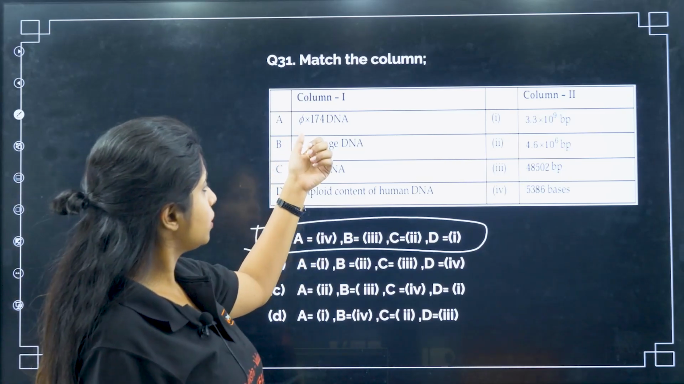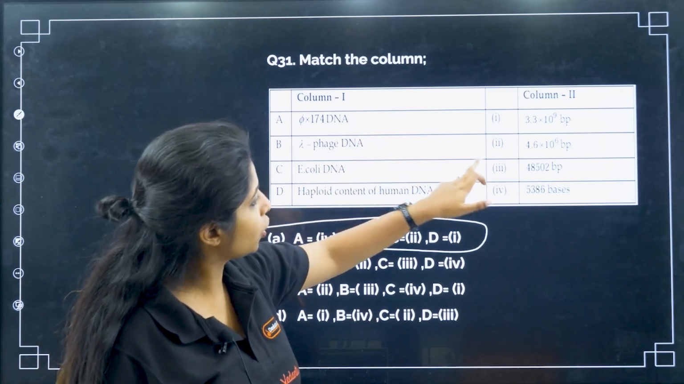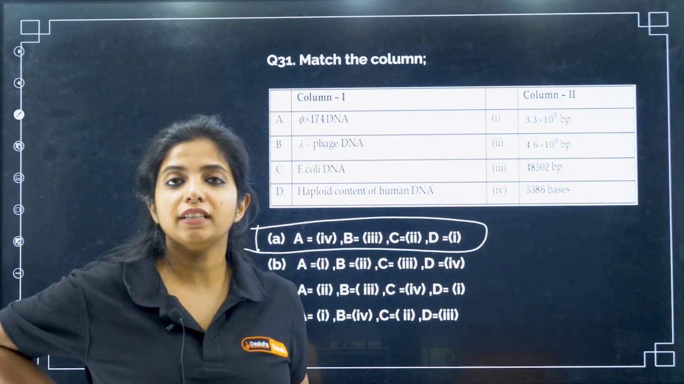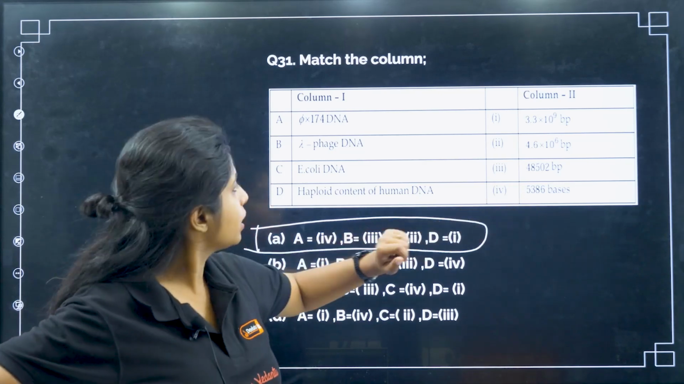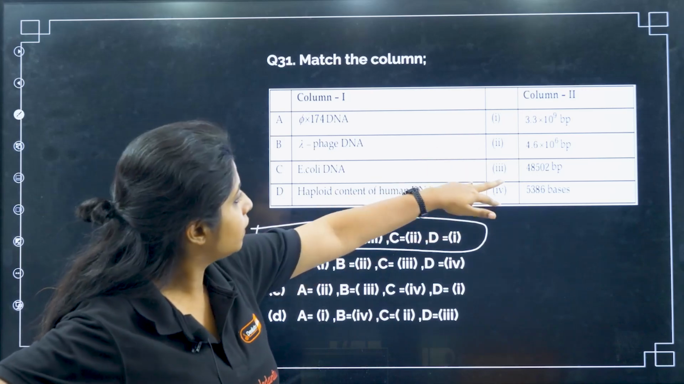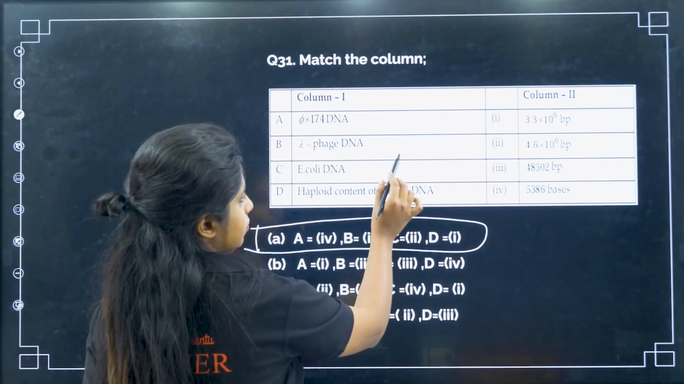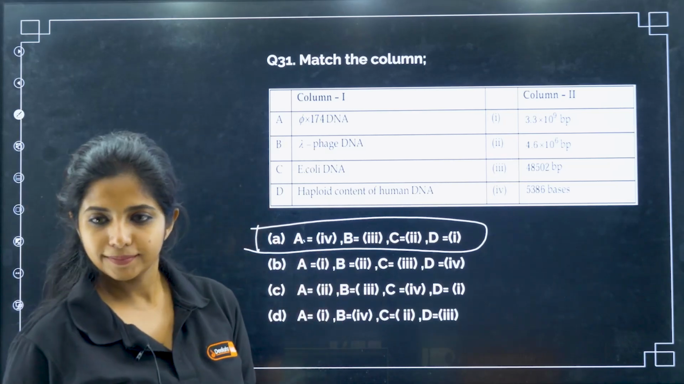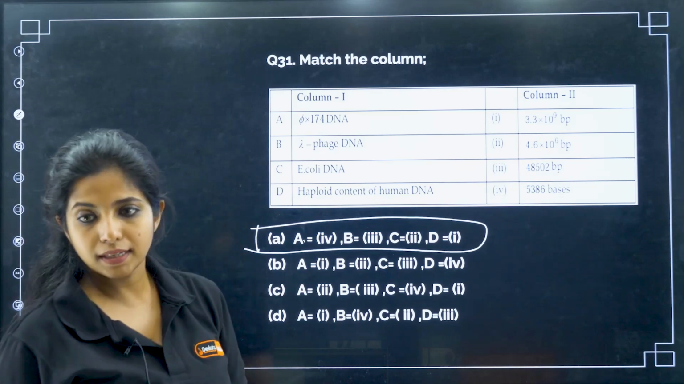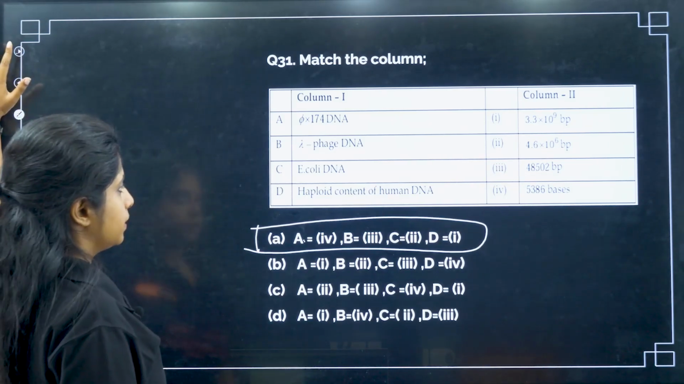So talking about phi X 174 DNA, it has a total amount of bases as 5386. So this is your answer. Okay, if we talk about lambda phage DNA that we have over here, my dear children, it will be what? 48,502 base pairs. So basically your answer would be this itself. Always remember E. coli has 4.6 into 10 to the power 6 base pairs. Haploid content of human DNA would be what? 3.3 into 10 to the power 9 base pairs.